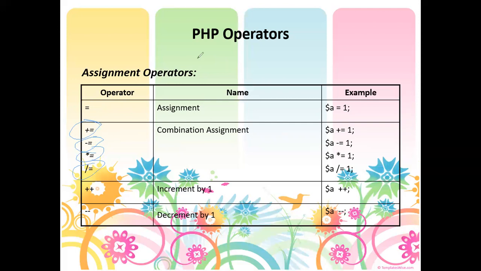So this is another way for you to be able to use a simple operation. So like this example, $A plus equals 1. Okay. It actually means $A is equal to $A plus 1. You understand, class?